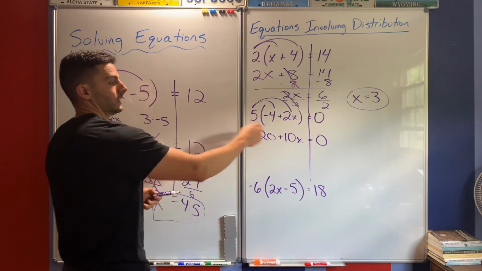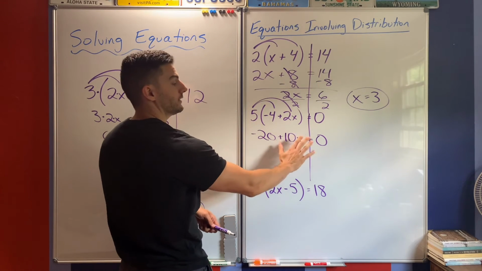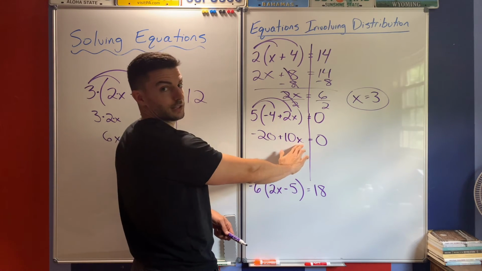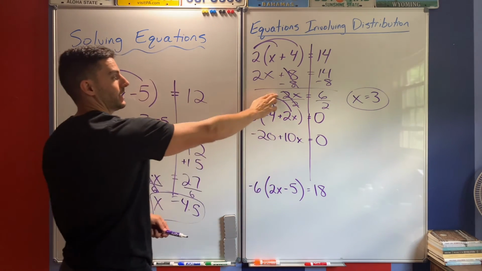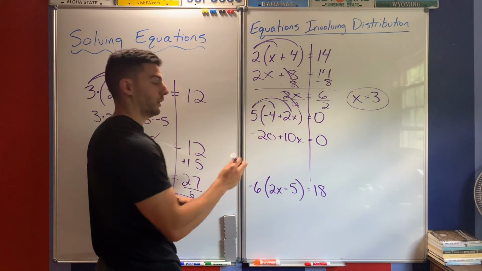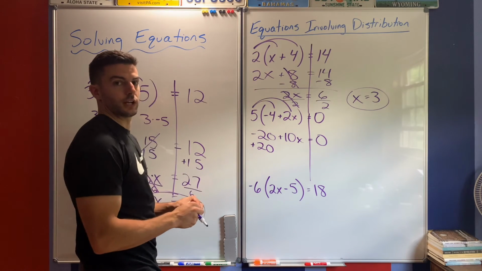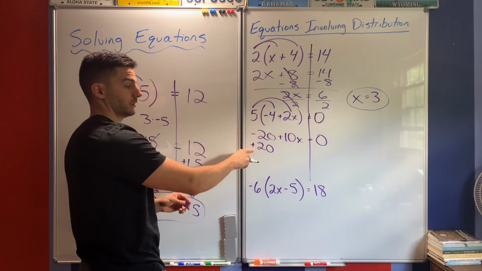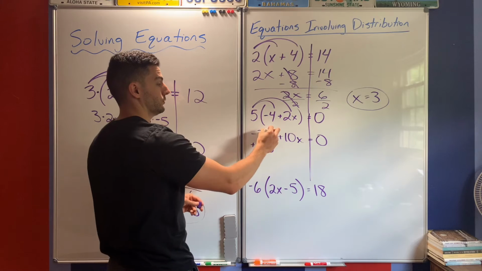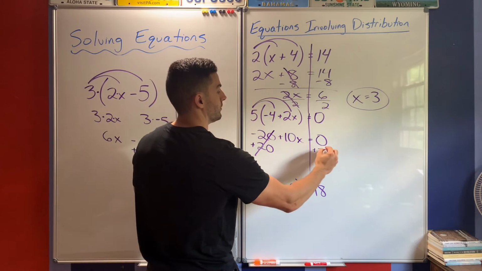A lot of times kids would try to cancel out this 10x because it's the second term, right? But any term that has a variable with it, you kind of leave that for last because we're going to end up dividing that 10. So I want to cancel out my other number, negative 20. And I cancel that out by adding 20 to both sides, right? Because it's negative, and the negative is going to cancel with that positive 20. So that cancels, and I get plus 20 to both sides.